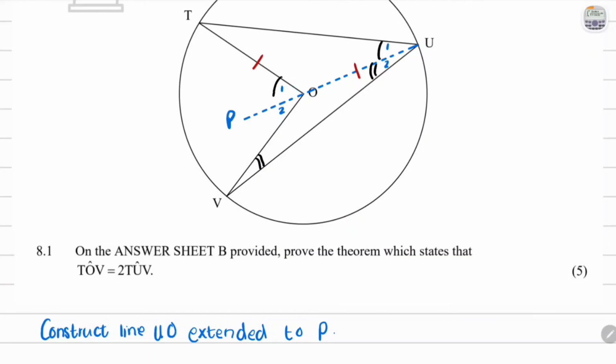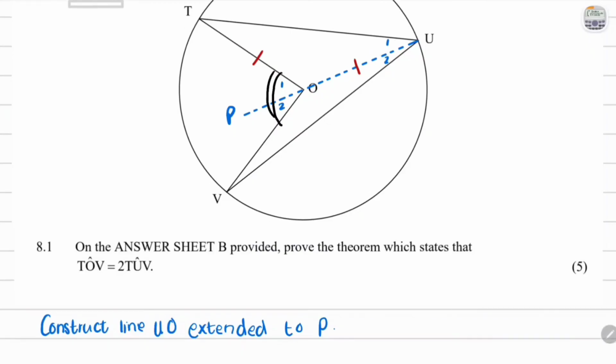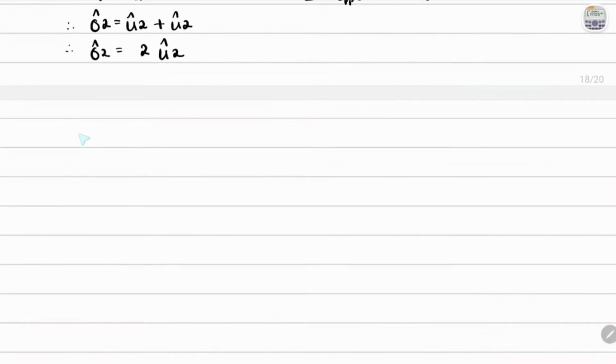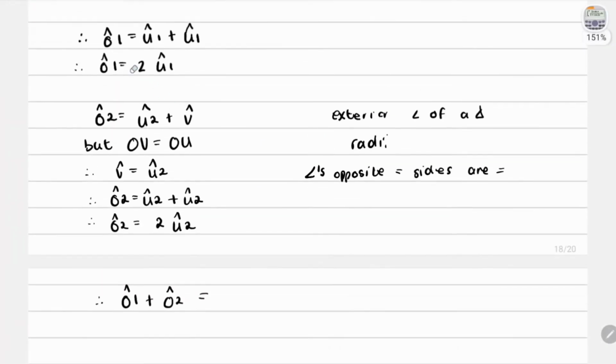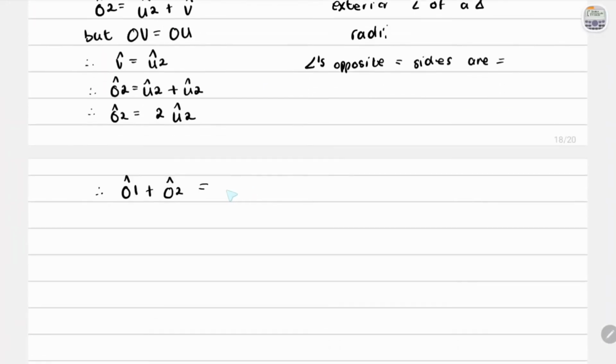TOV is made up of angle O1 plus angle O2. When you add them together, they give you that TOV. So we're going to add those angles. So we're saying therefore angle O1 plus angle O2 is equal to, and angle O1 is equal to 2 angle U1. So that's 2 angle U1 plus angle O2 is equal to 2 angle U2.